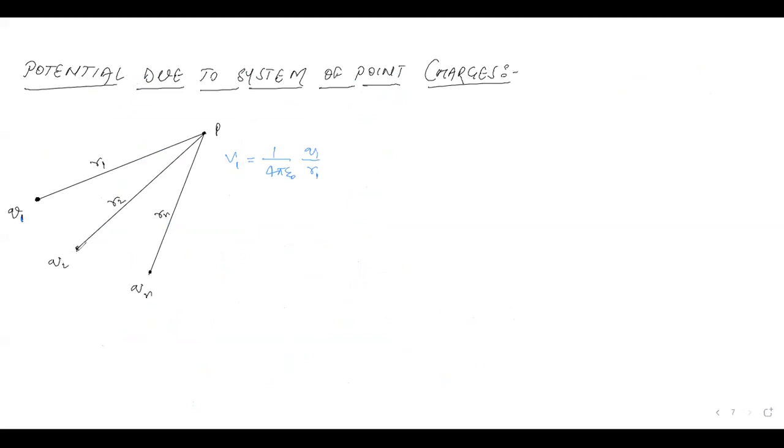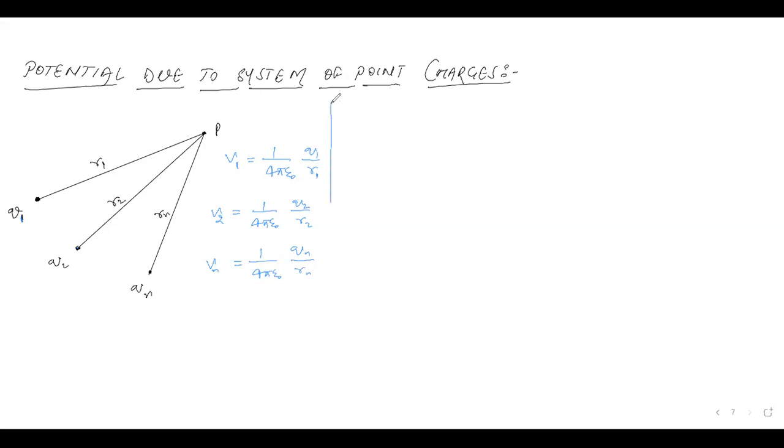Similarly, potential due to charge Q2 at point P is V2 is equal to 1 over 4 pi epsilon naught Q2 over R2. And due to the nth charge, your potential will be Vn is equal to 1 over 4 pi epsilon naught Qn over Rn. Are you clear? Yes, sir. You clear till here? Yes, sir.